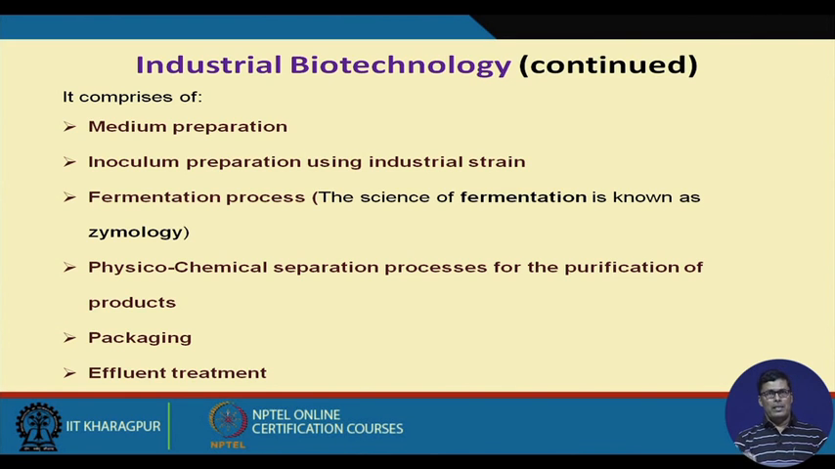Then when you get the desired amount of desired product, we go for some physicochemical separation process to get the purified product, because whatever product we market should be in purified form. After getting the purified product, it undergoes packaging, and the packaging system has improved to a great extent for marketing purposes. During product formation, we also generate a lot of organic waste that has to be treated, so we have the effluent treatment process.